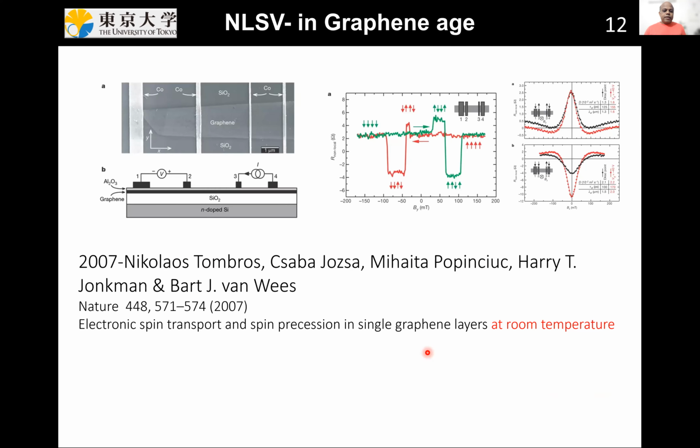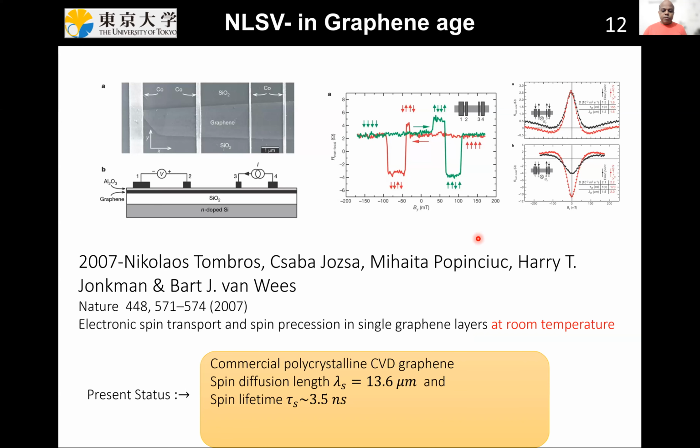And another big discovery happened in the year 2007, again in Bart van Wees' group. In this case, they used graphene as the spin transport channel instead of a metallic spin transport channel. And they could show spin transport in graphene at room temperature and non-local detection.